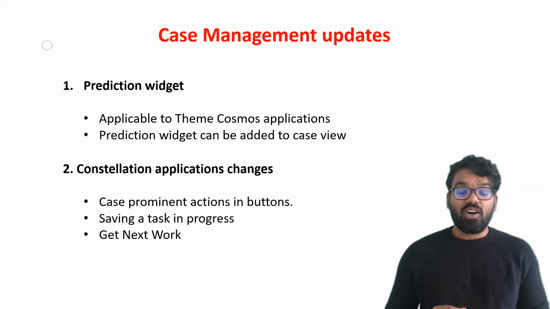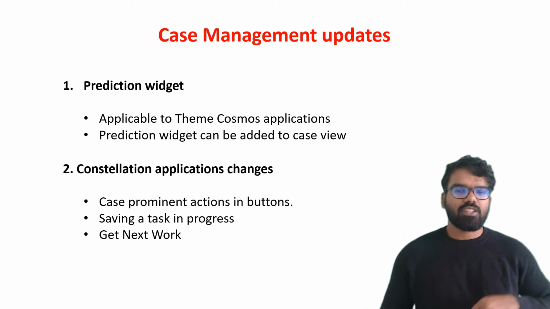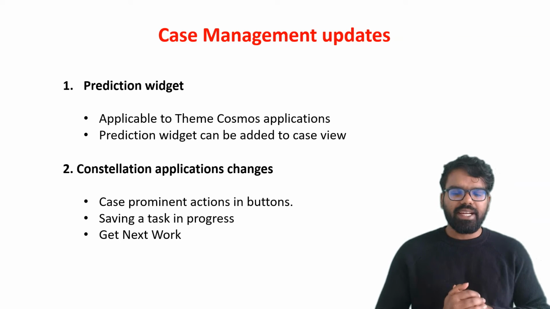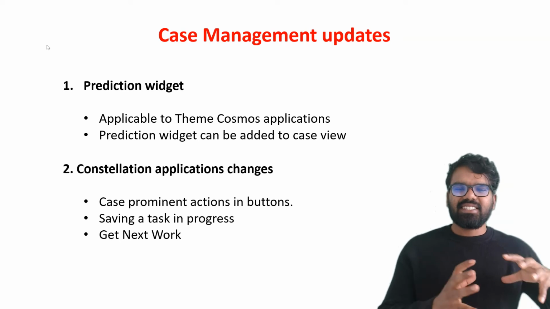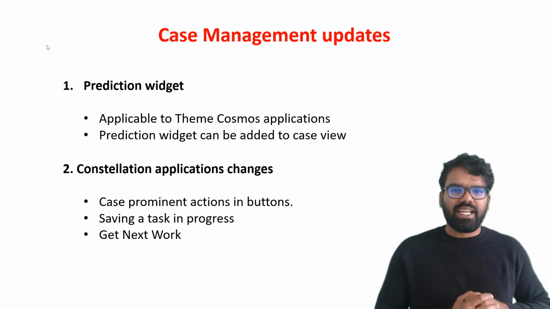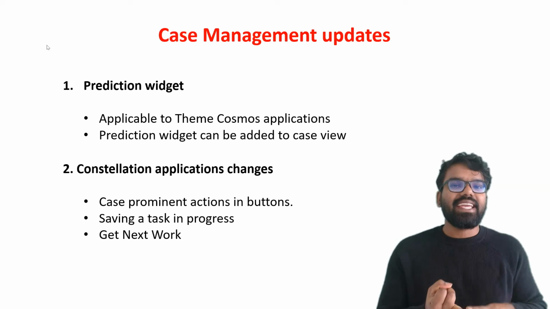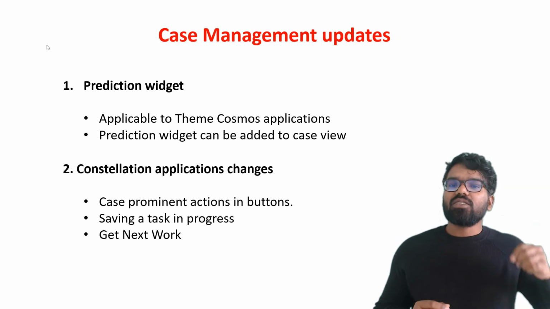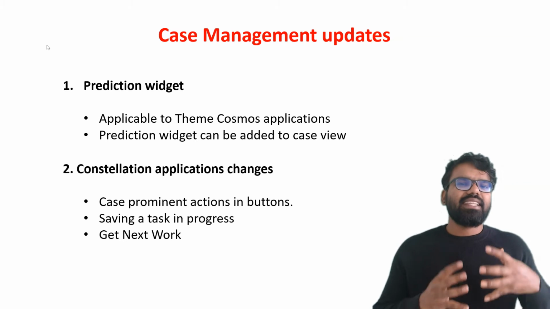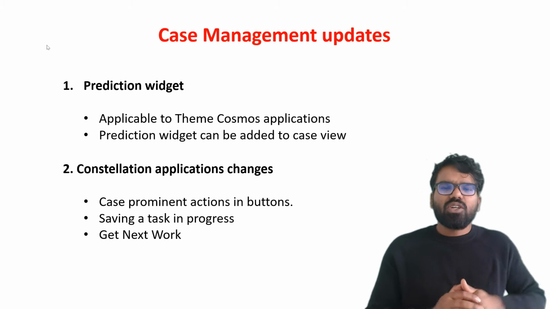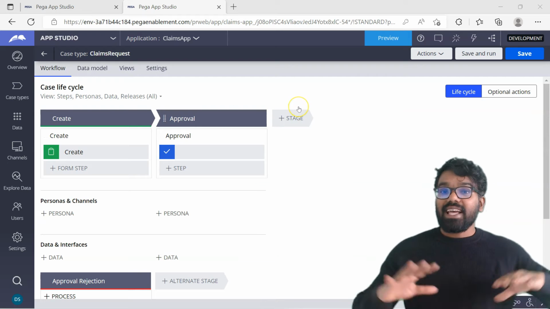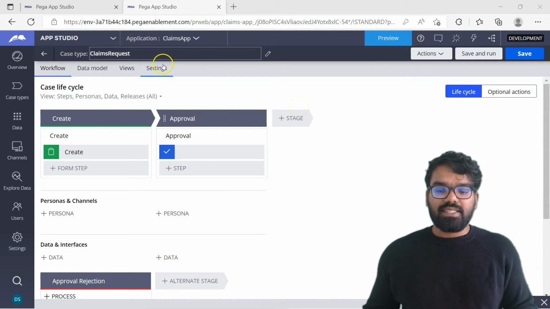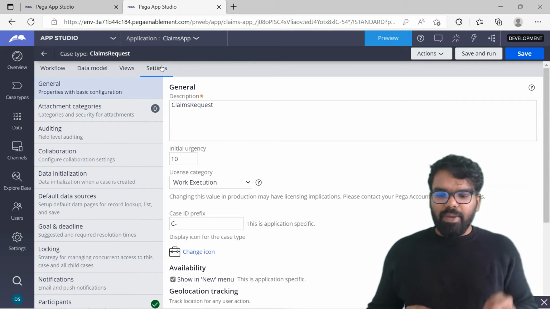So the next is on the case management update. In the case management update, what we get is a prediction widget. We already know that in a case 360 view, we can have different widgets, right? The followers widget, the adding attachments widget. Similarly, we can also have the prediction widget that uses the process AI to predict the outcome. Let me show you how to add that. Since I haven't covered anything about the process AI, I hope you know a little basic on that.